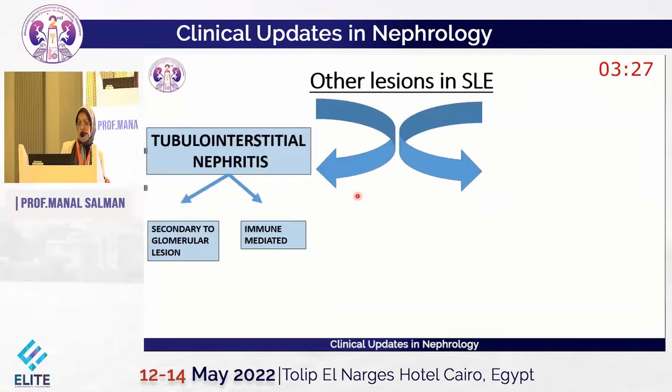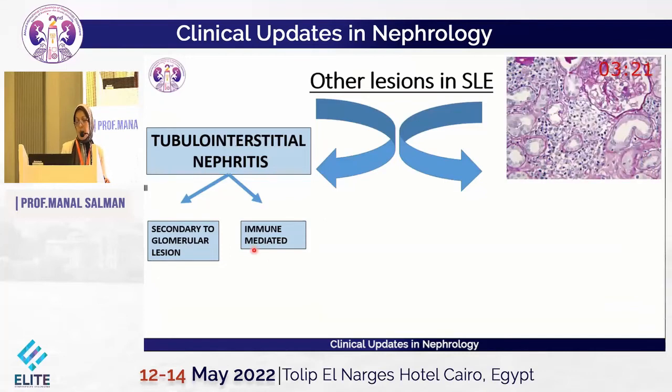Other lesions in systemic lupus include tubulointerstitial nephritis, which may be secondary to glomerular lesion or may be immune-mediated with the deposition of immune deposits at the wall of the tubules. We have interstitial inflammatory infiltrate, we have tubulitis, and then we have IFTA.